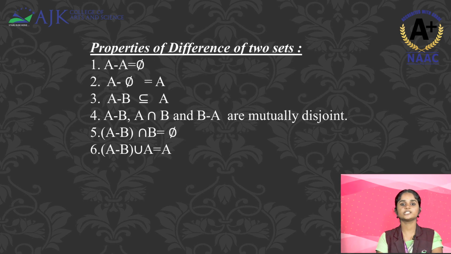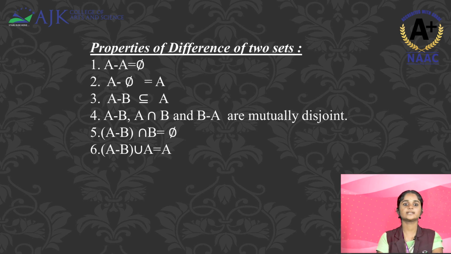Next, there are some properties for difference of two sets. Let us consider set A and set B. So first property is, let us take a set A and another set A. So A difference A, that is empty. A difference A is equal to empty. So second property is we are taking a set A and another set empty, which means that A difference empty is equal to A. And third property is we are taking a set A and a set B, which means A difference B is a subset of A, or A difference B is contained in A itself.